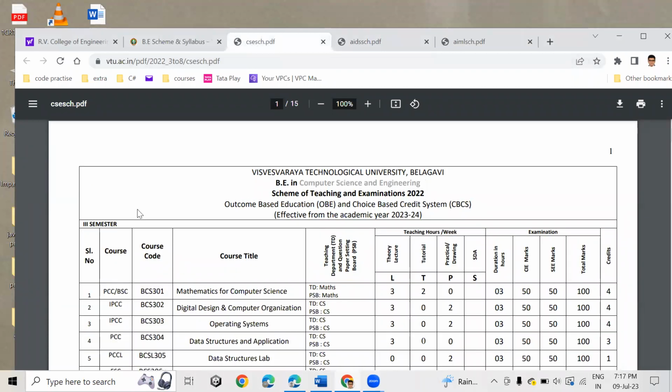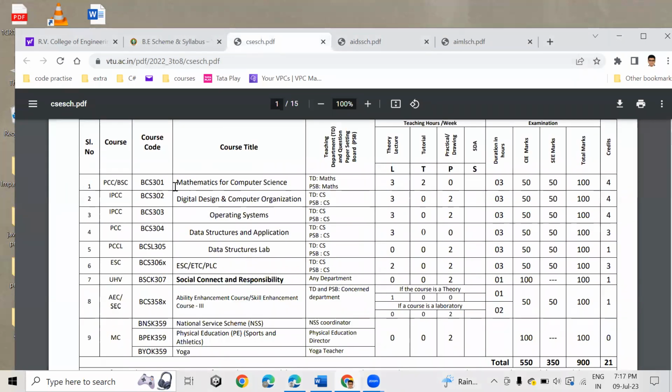So this one is the third semester for computer science, pure computer science. You can see these are the subjects: maths, digital and computer organization, operating system, data structures and applications, then its lab, some other subjects like ESC, ETC, PLL, PLC, social connect and responsibility.